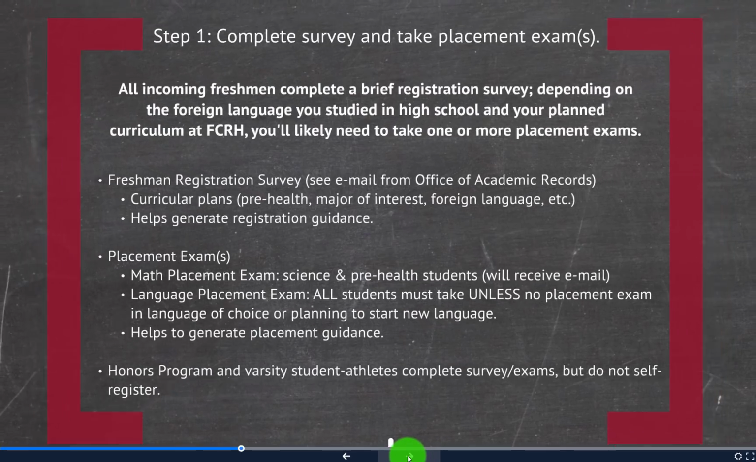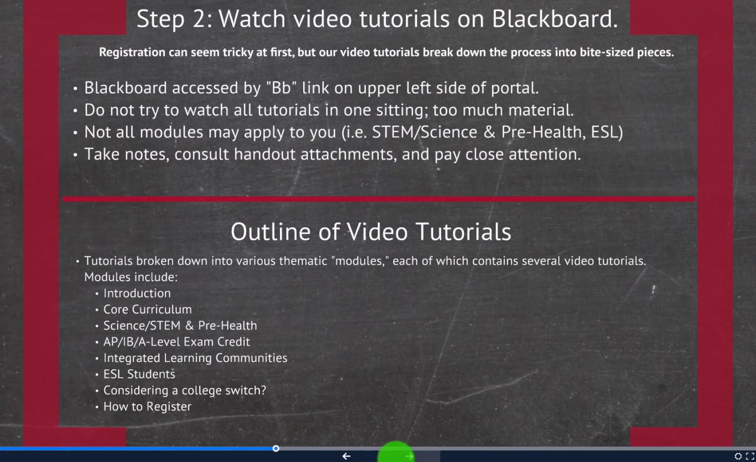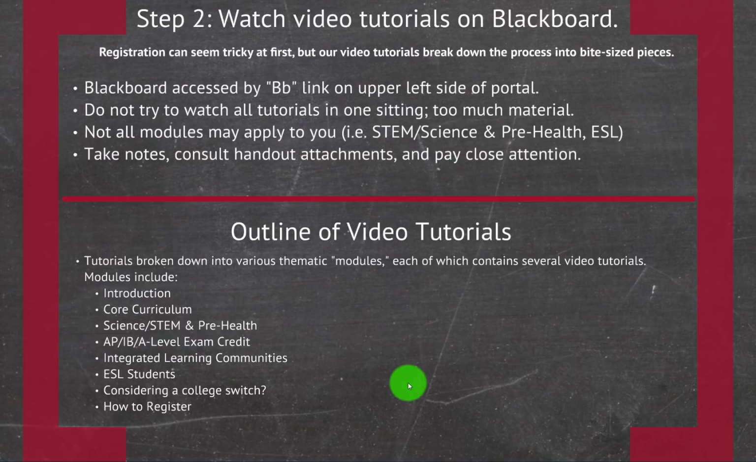Let's take a look at step 2, which is where you are now. In step 2, you continue to do what you're doing right now, watching these video tutorials on Blackboard. Now, registration can seem tricky at first, but as you'll soon find, our video tutorials break down the process into bite-sized pieces. You've likely already found Blackboard is accessed through the BB link on the upper left side of your My.Fordham portal. Please do not try to watch all of the tutorials in one sitting. There's simply too much material, and we want you to be able to digest it in a calm and organized fashion.